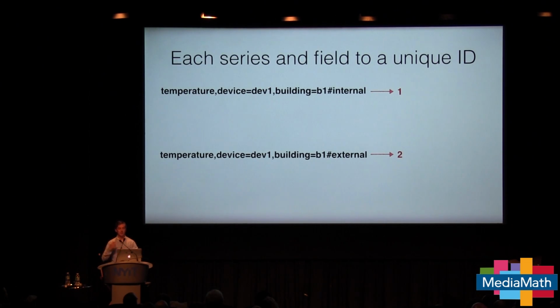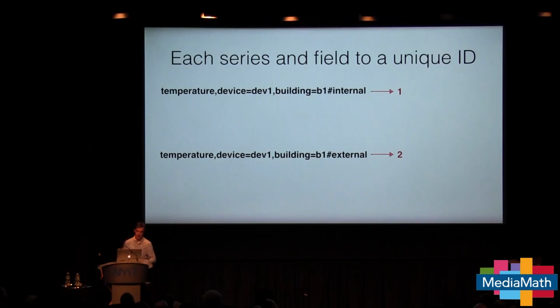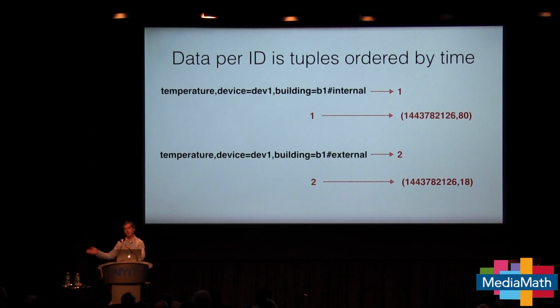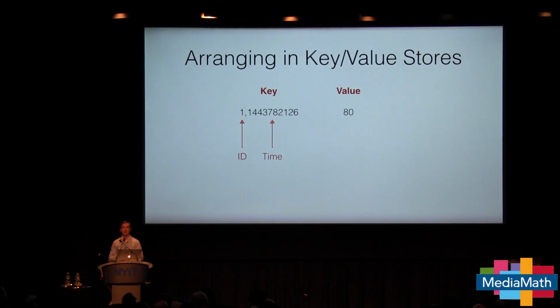So, digging a little deeper, we have the measurement, the tag set, and then the field name, and this gets converted into a unique ID. Splitting the different fields into separate IDs, we're going to push the data onto the disk and arrange it kind of like a columnar store, instead of a row-based storage engine like you see in Postgres or MySQL or most SQL databases. The data per ID is then ordered by time, and the tuples are just the timestamp and then the value.